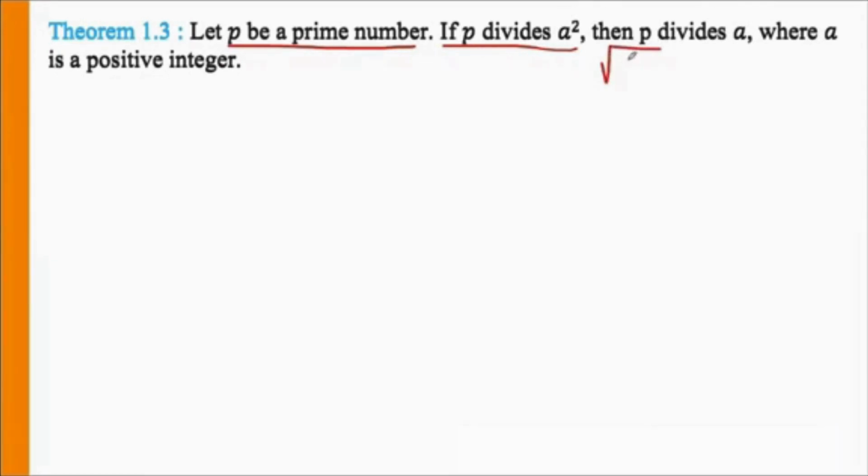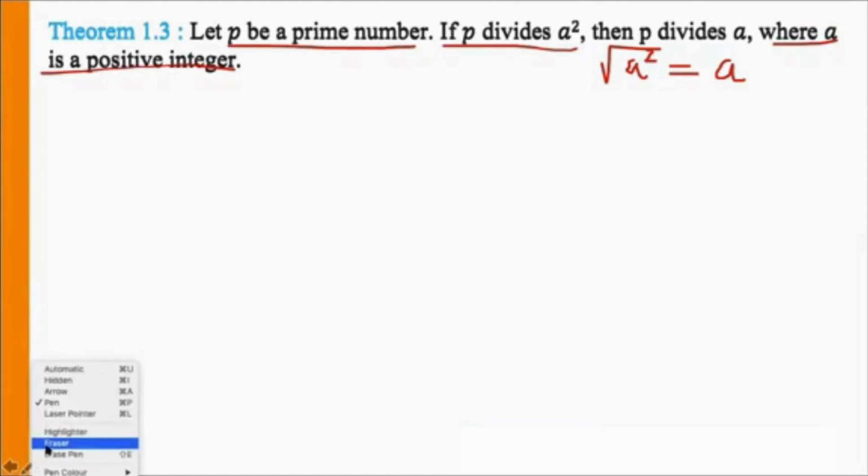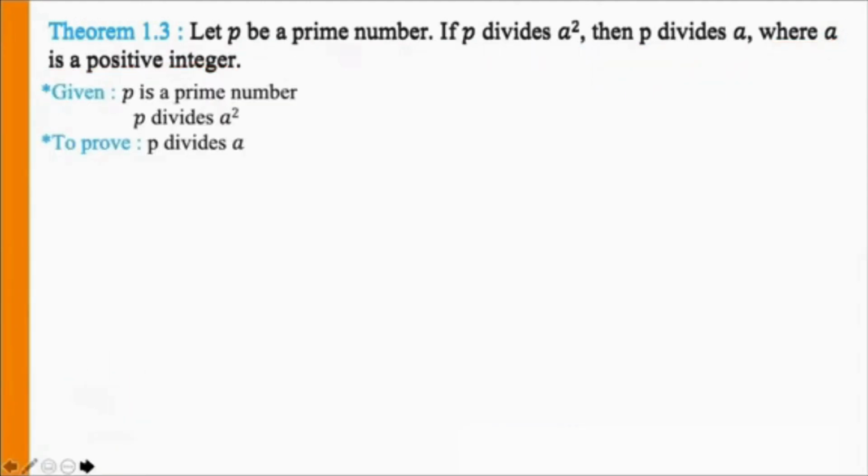Now let's also recall that A is the square root of A square. If we want to find the square root of A square, we will get A. But remember, square roots can be negative also, but here we will only consider the positive square root of A square. Therefore, there is this mention that A is a positive integer. That means we are considering only the positive square root of A square. So, it is given that P is a prime number, and it is also given that P divides A square. We need to prove that P divides A also.